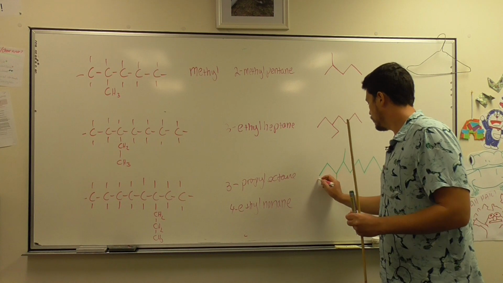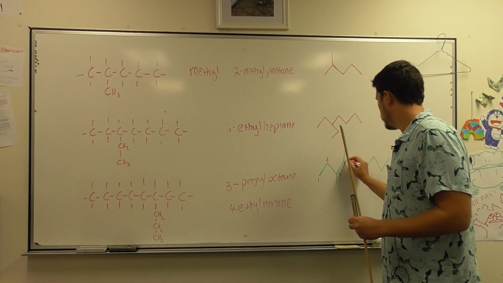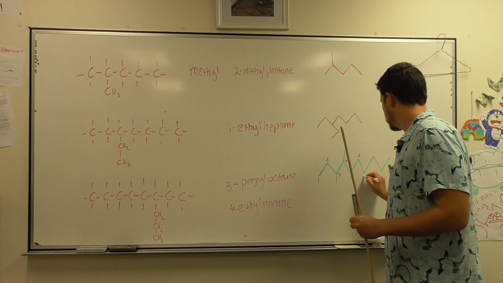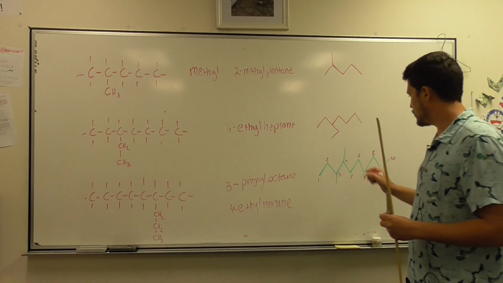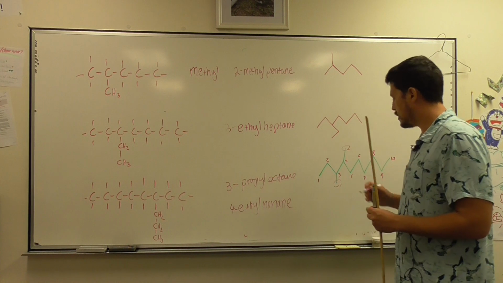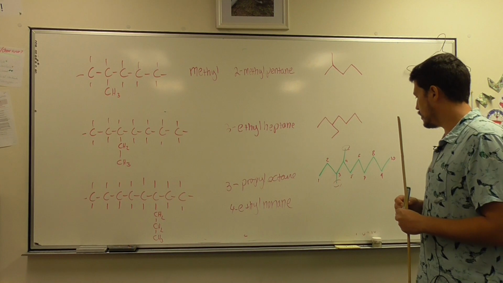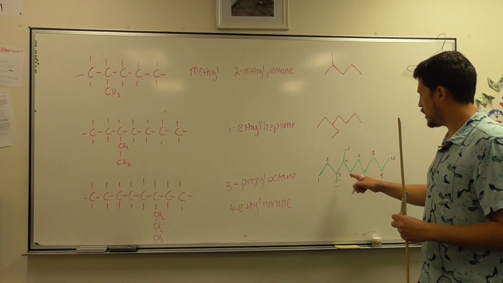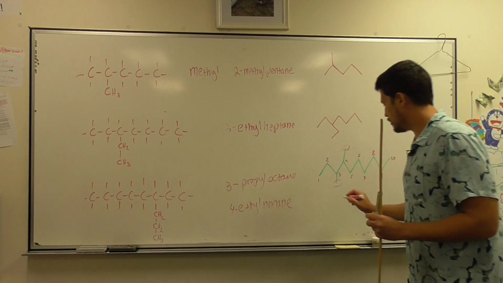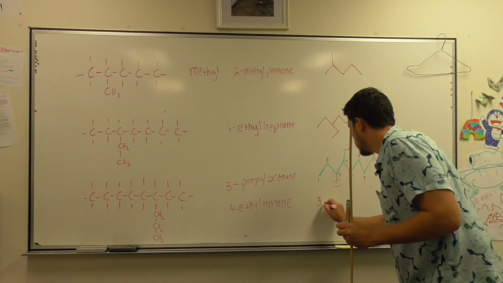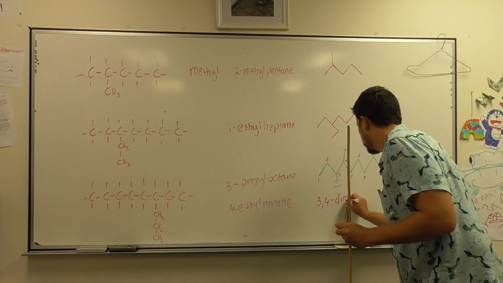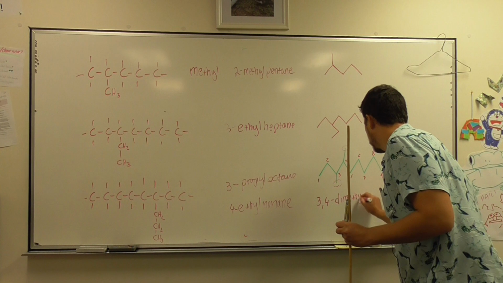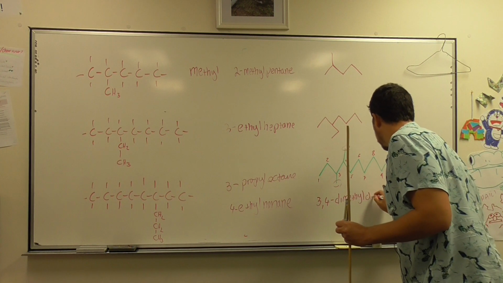1, 2, 3, 4, 5, 6, 7, 8, 9, 10. Now we've got two methyl groups here, which is going to be this one here and this one here. So you need to indicate that you've got two of them, and they're on carbons 3 and 4. So it looks like this: 3, 4 dash dimethyl decane.